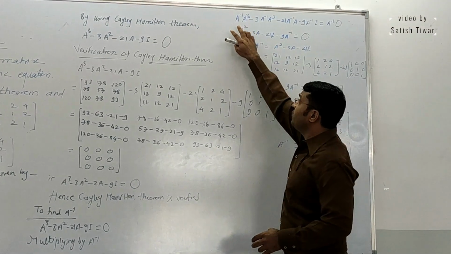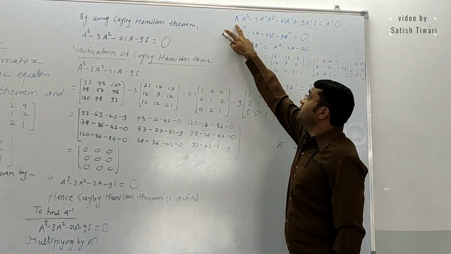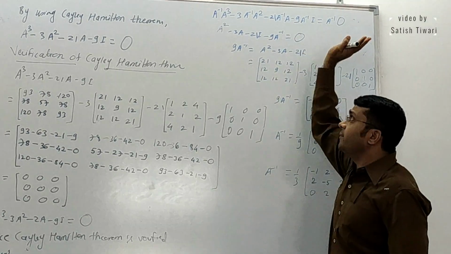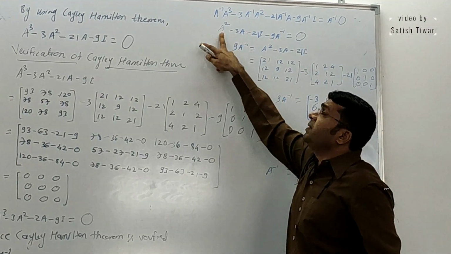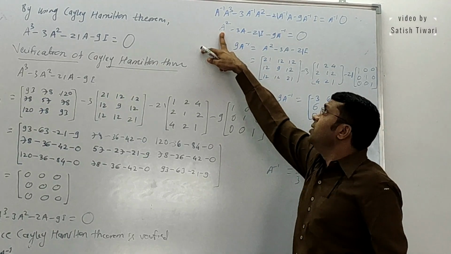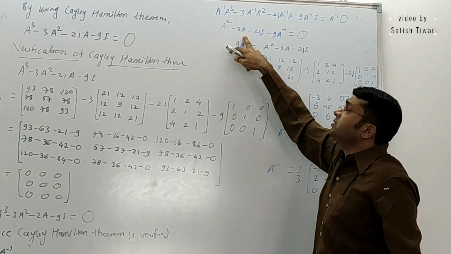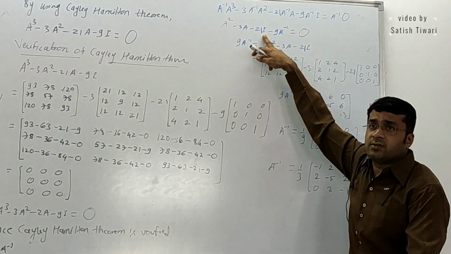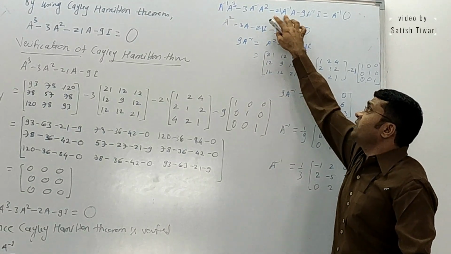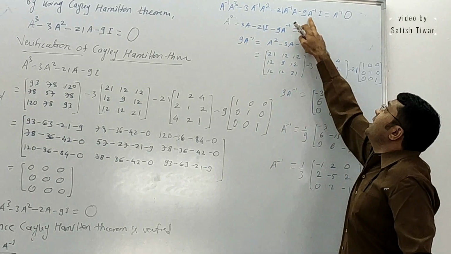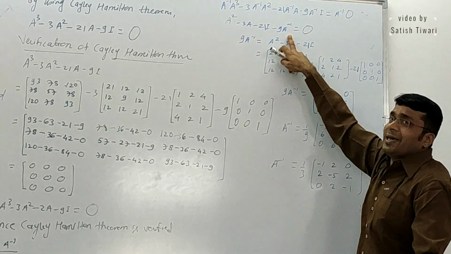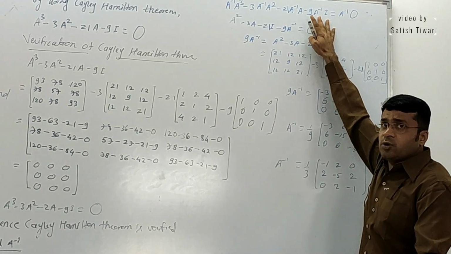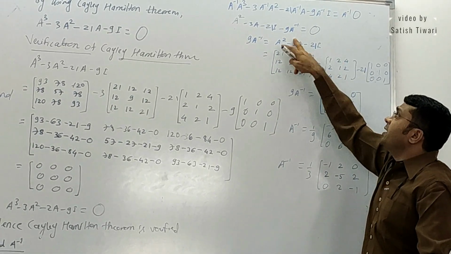Now, multiplying by A inverse, we get this quantity: A inverse into A cube, A inverse into A square, A inverse into A, and A inverse into I. Now A inverse into A cube will be A square by the indices rule. A inverse into A square will be A, and A inverse into A is I, by the definition of inverse. Multiplication of A with its inverse is I, then A inverse into I is just A inverse, because when we multiply the identity matrix with any matrix, we get the same matrix. So we have the A inverse.